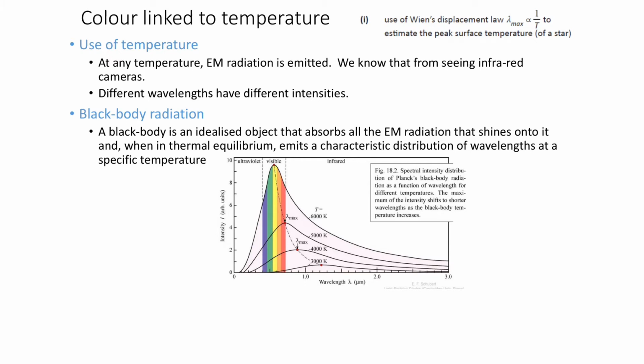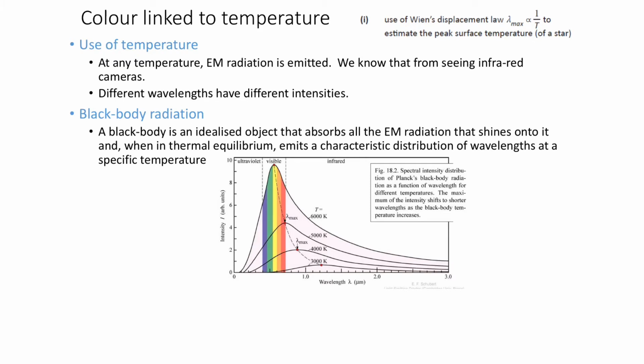Blackbody radiation, as I mentioned, an idealised object, doesn't really exist, but we can use that as an idea to help explain other things. And what we use the idea of a black body to do is link the temperature of something to the wavelength at a particular temperature.